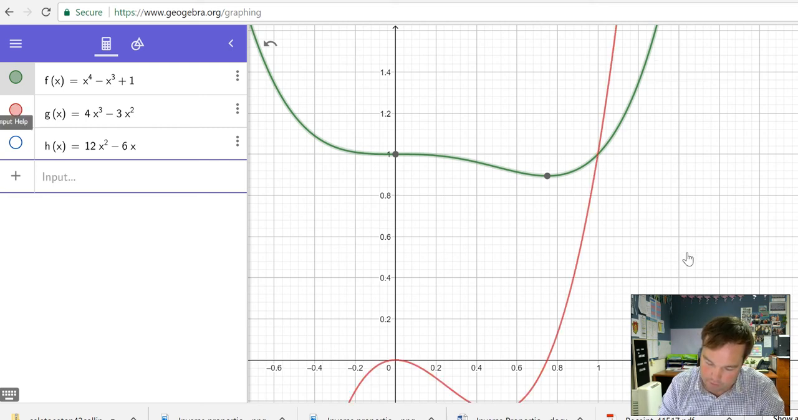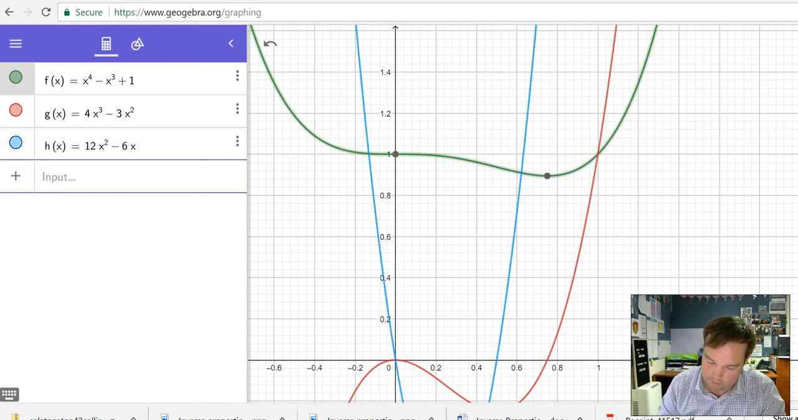This here is the first derivative. When the first derivative is 0, the slope is 0 at that point, and here, when the first derivative is 0, the slope is 0. So we can see that there would be x equals 0.75. So when the first derivative is equal to 0, the slope on the original function is 0.